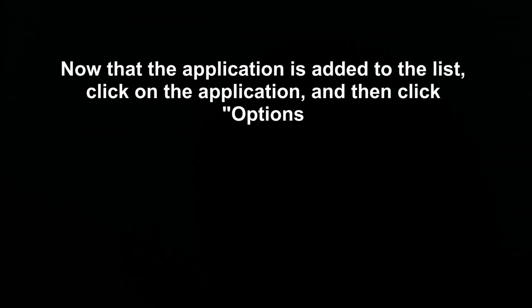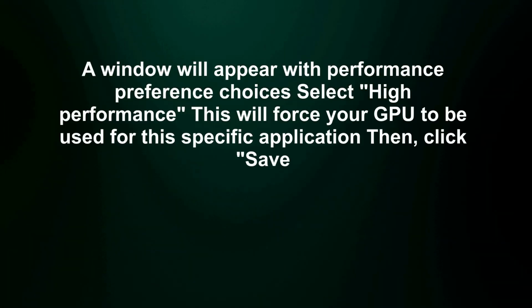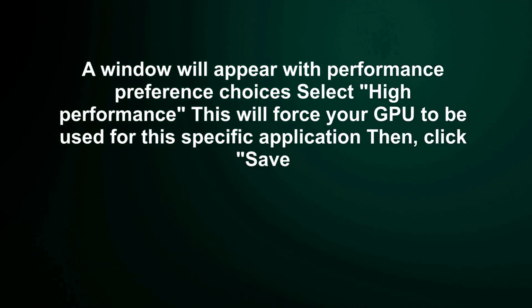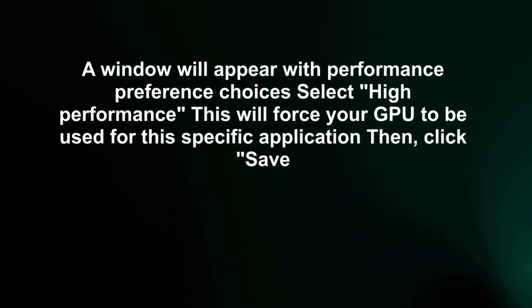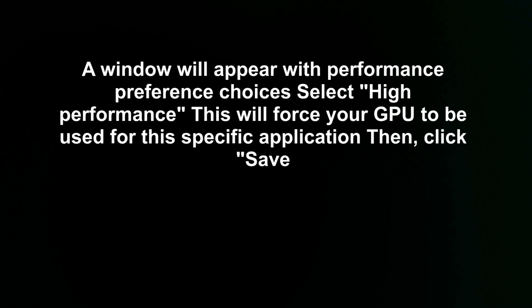Now that the application is added to the list, click on the application and then click Options. A window will appear with performance preference choices. Select High Performance. This will force your GPU to be used for this specific application. Then, click Save. You've done it.